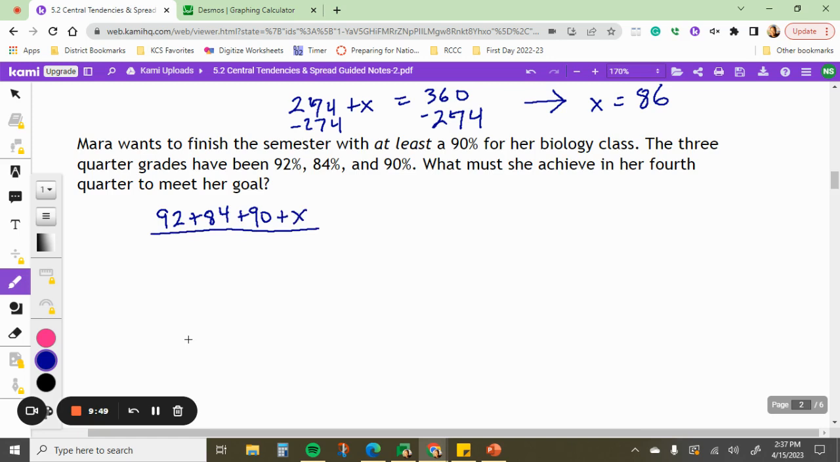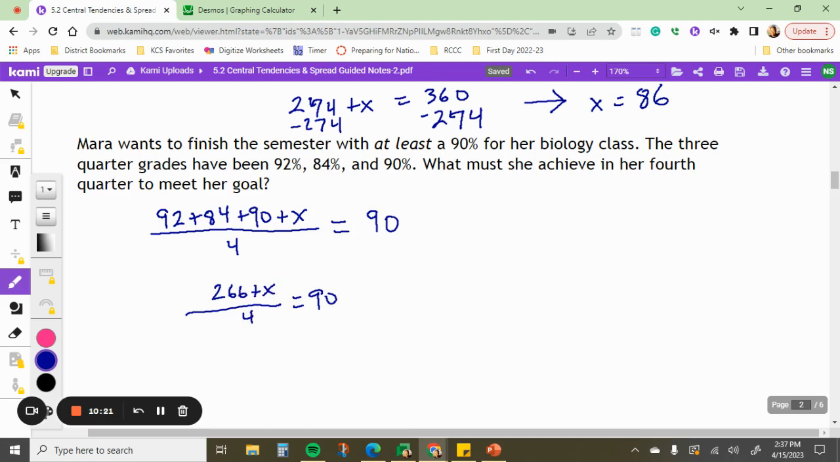And to average these all together, you add them and then divide by 4. When you add them and divide by 4, you should get 90. And that would give her this average. So once again, let me add these numbers that are like terms: 92 plus 84 plus 90. And remember, x is not a like term, so I'm not going to combine that there. I will get 266 plus x. All of that is over 4, and that equals 90.